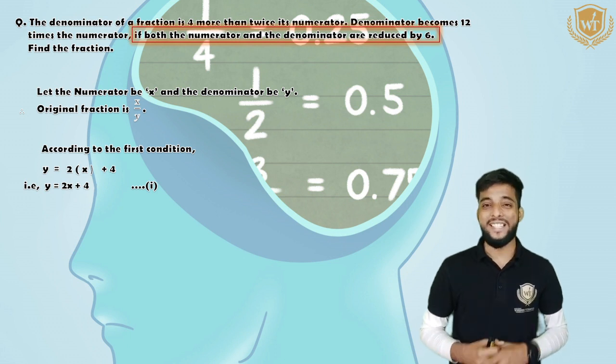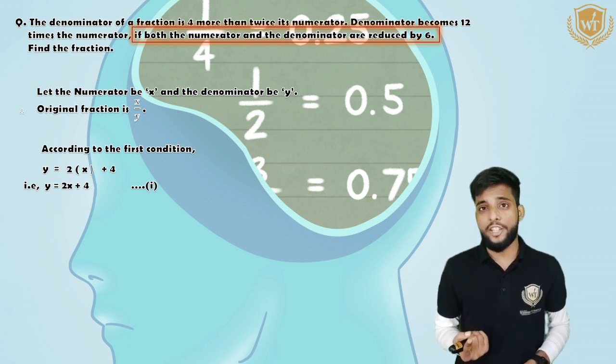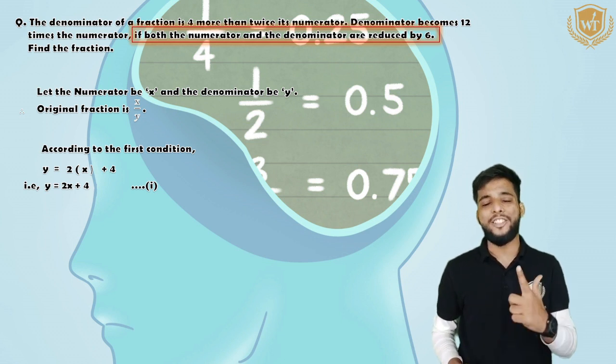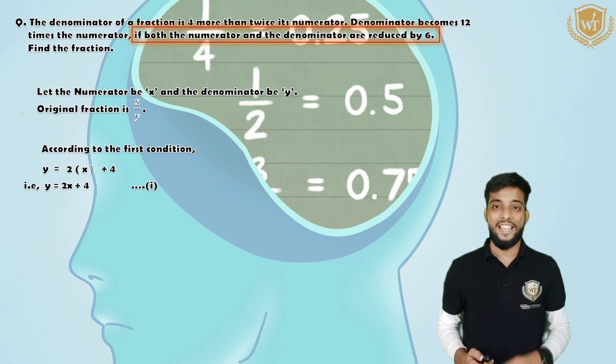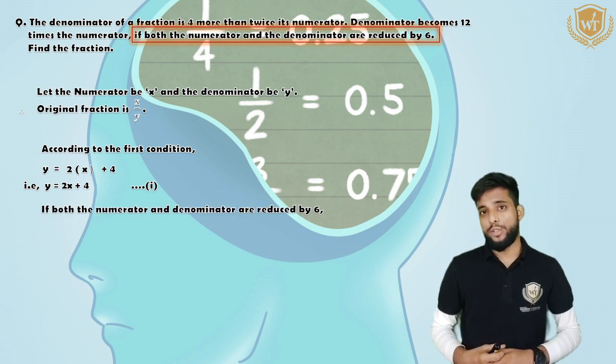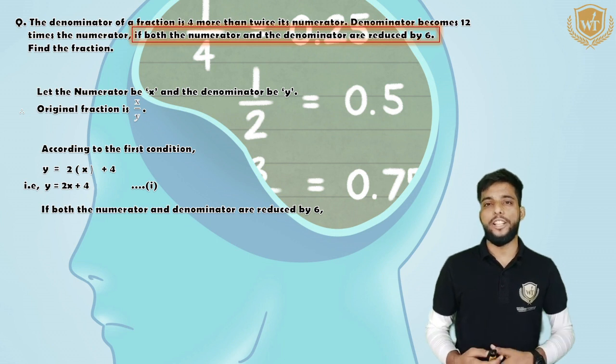Now, the second condition states the denominator becomes 12 times the numerator if both the numerator and denominators are reduced by 6. Matlab to apply the conditions, first we'll have to reduce the denominator and the numerator by 6. And then only we can apply the condition, right? So let us find out the new numerator and the new denominator.